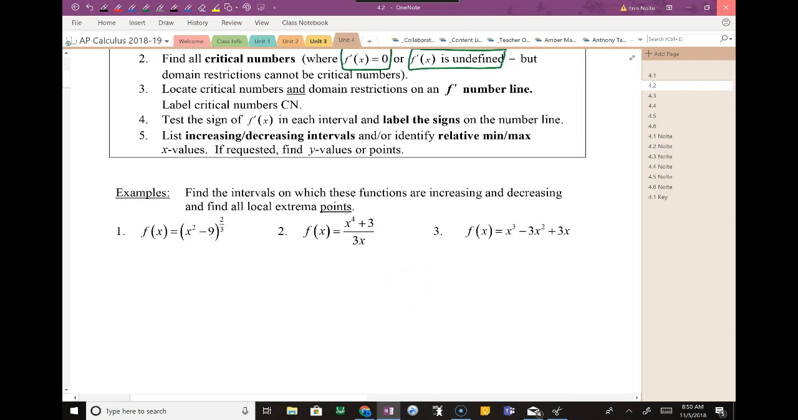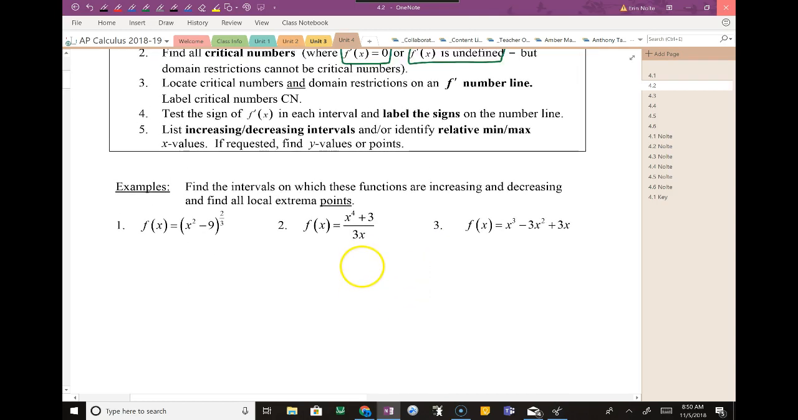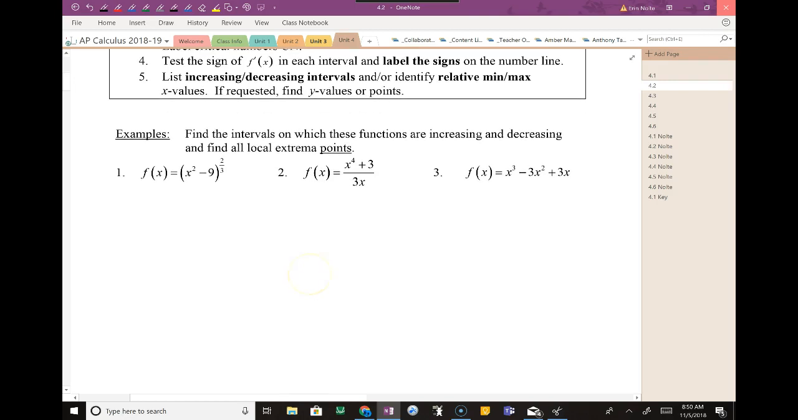Okay, so question number 1 says to find the intervals on which these functions are increasing and decreasing, and then we're going to find the local extrema points. If we're going to find points at the end of the problem, we should have an x and a y, right?